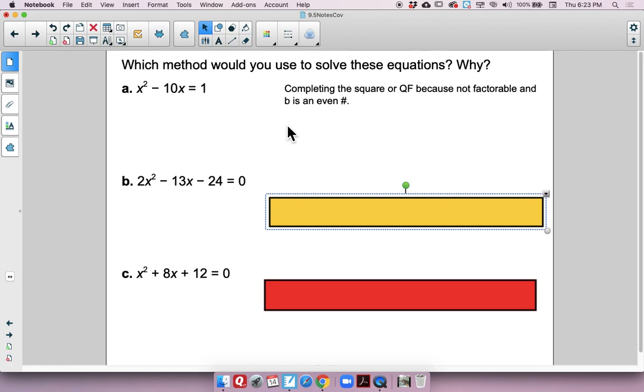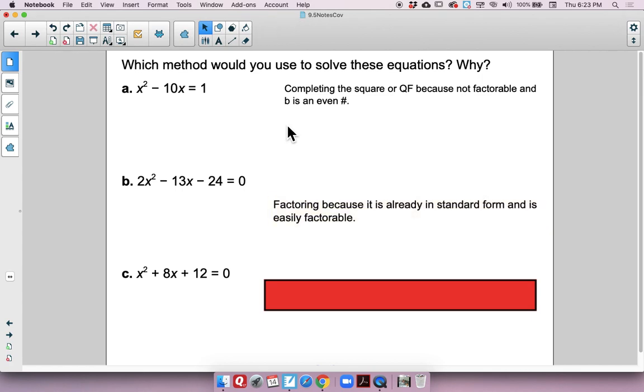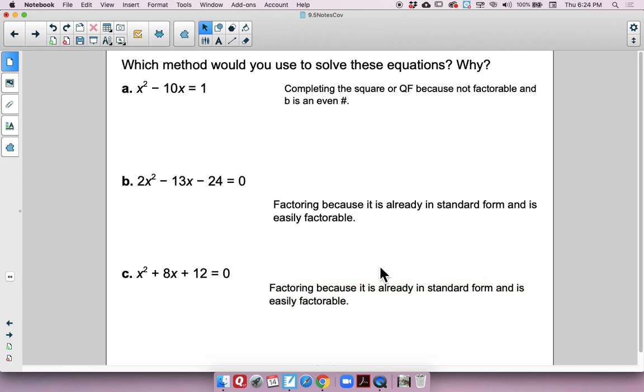Go ahead, take a look at it. You kind of want to look and see, can I factor it? Okay, yeah, it's already in standard form, so that's a nice start for factoring. And you can factor this. It's easily factorable. Okay, what about C? Okay, yep, already standard form. It's factorable. x plus 6, x plus 2. Pretty simple to see that.